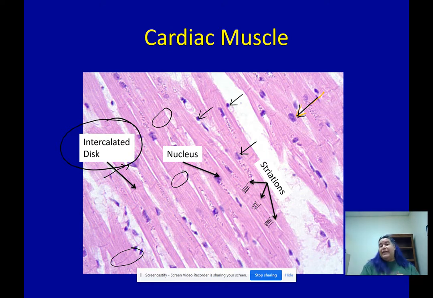But these intercalated discs, those dark bands, are actually the connections between neighboring cells, so that, like a domino hitting its neighbor, that signal goes from the first set of cells to the second set of cells to the third set of cells.